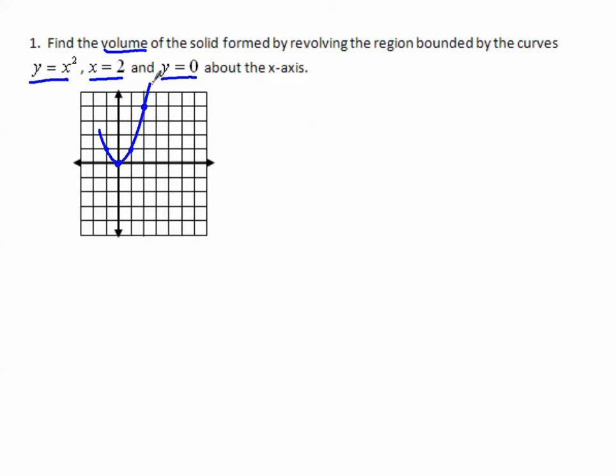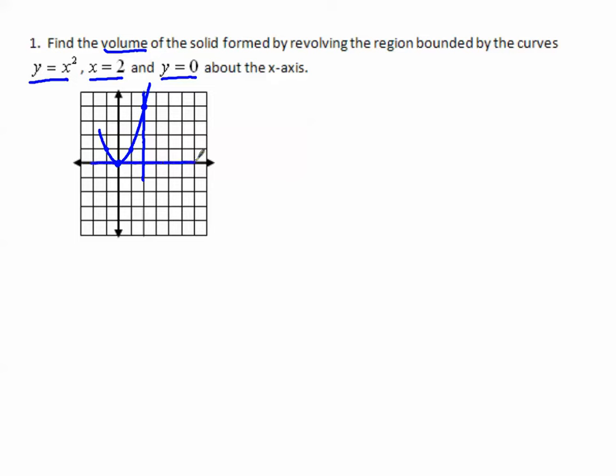I have my parabola, vertex at (0, 0), and I go over 1 and up 1, and over 2 and up 4. I can also see the other half of it on that side. I'm not too worried about graphing the left half because of the other boundaries I'm given. I'm also given x equals 2, the vertical line right here, and the line y equals 0, this horizontal line right here.